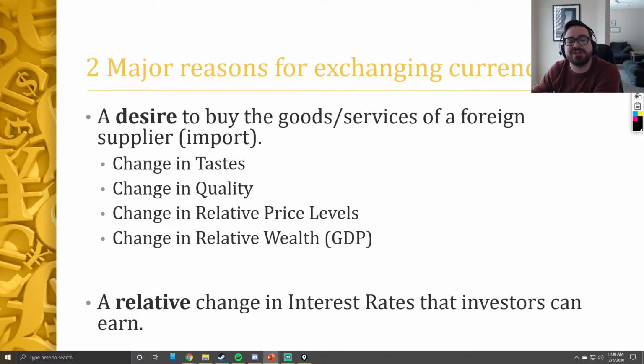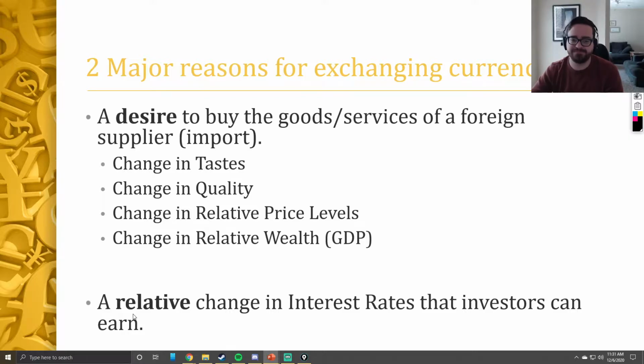The next one would be changes in relative wealth. That's usually tied to GDP. If your country is doing super well, you're going to be buying more stuff, period, including stuff from other countries. So that's the thing to be aware of. Those were all under the idea of desire to buy goods and services of a foreign supplier. Now, these could be decreases too. Your country could be doing really poorly, like you're in a recession, so you're importing less, so you're demanding less foreign currency, stuff like that. It can go left and right in these examples. I was giving you mostly positive ones.